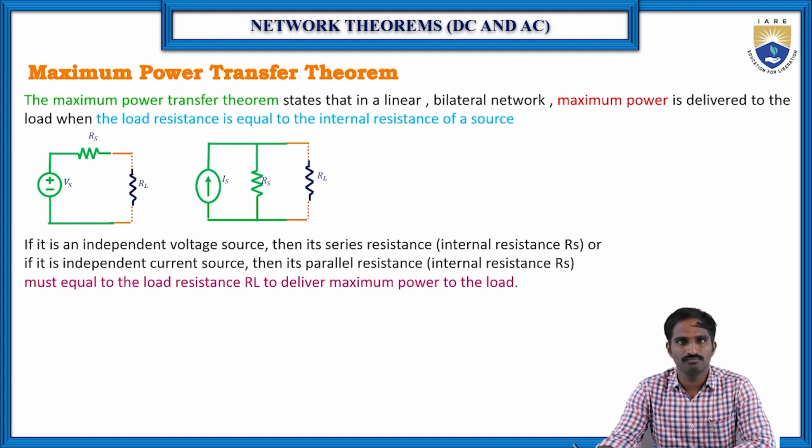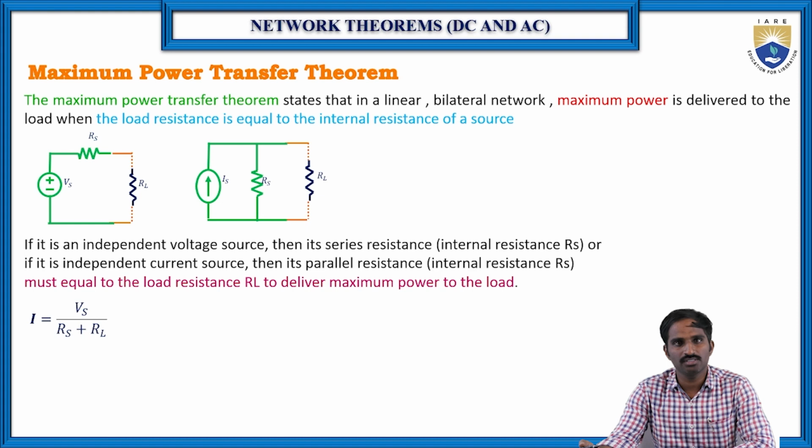If it is an independent voltage source, then its series resistance, the internal resistance connected in series, or if it is an independent current source, then its parallel resistance, the internal resistance of the voltage or current source, must be equal to the load resistance RL to deliver the maximum power to the load. This is the condition to get the maximum power to the load.